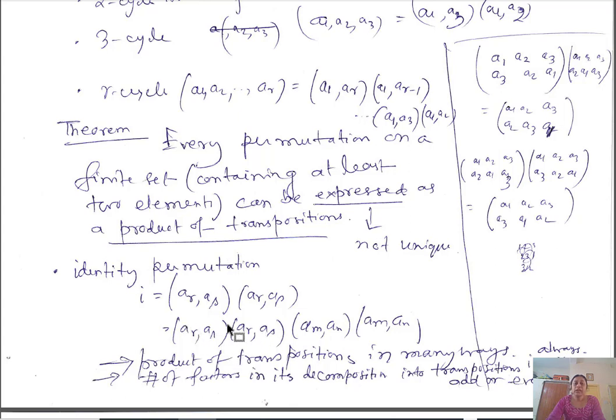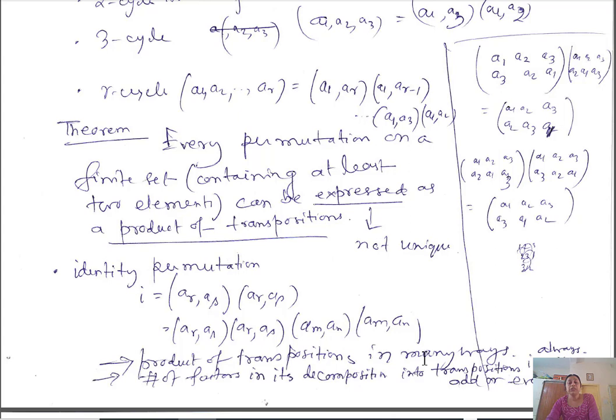The number of factors in its decomposition into transpositions is either odd or even. The identity is written as a product of 2 transpositions or a product of 4 transpositions. So the number of transpositions may differ, but its parity is the same. Parity means whether it is a product of an even number of transpositions or an odd number. That is fixed.